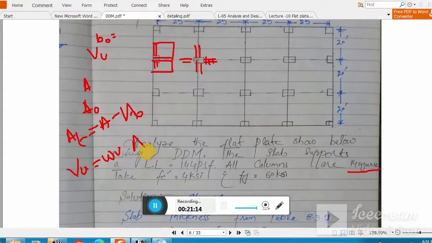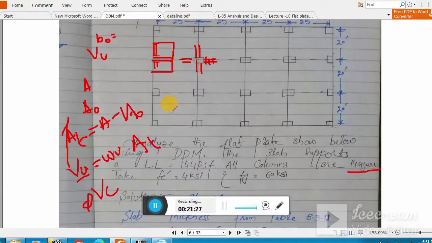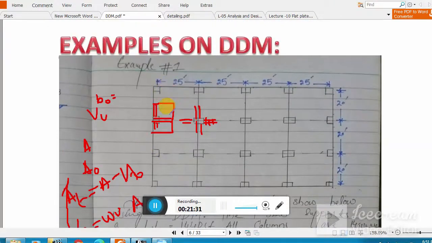You got your tributary area, and then you get your Vu, Wu times tributary area, and you compare that Vu against phi Vc. If it is less than, then you do not need to use any integral beam, drop panel or column capital. If it is greater, then you have to design.